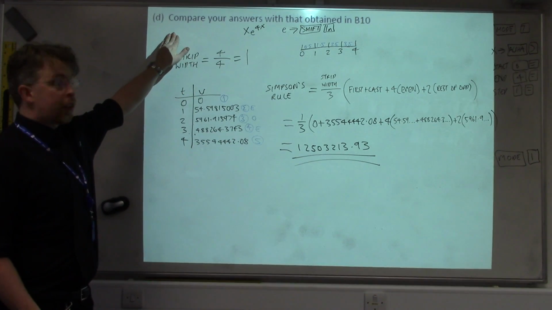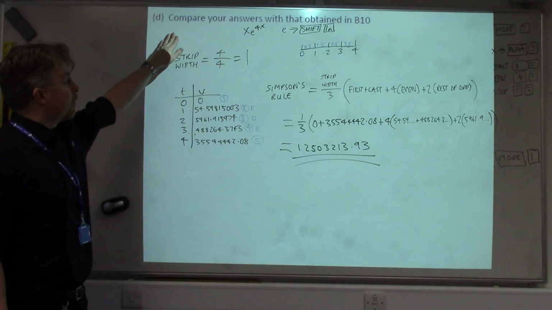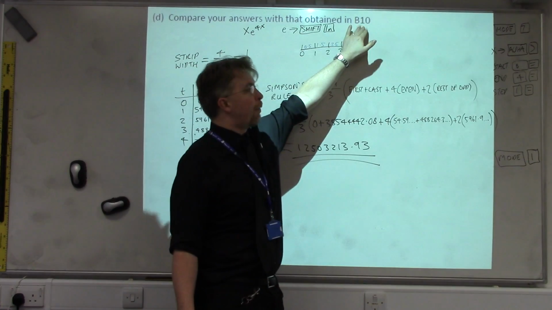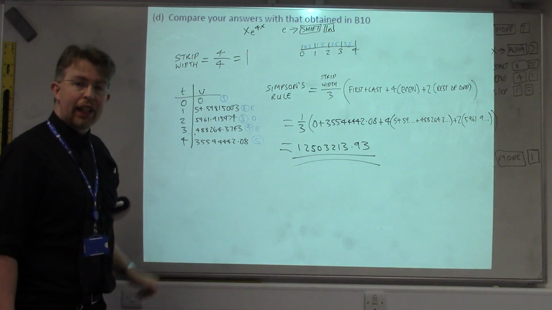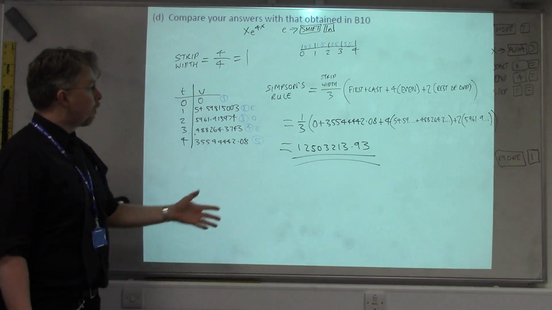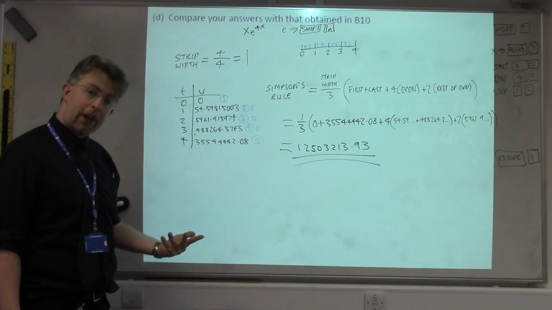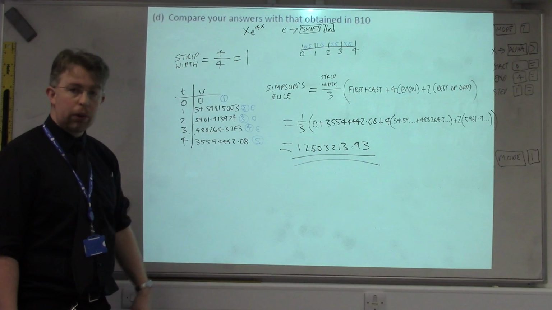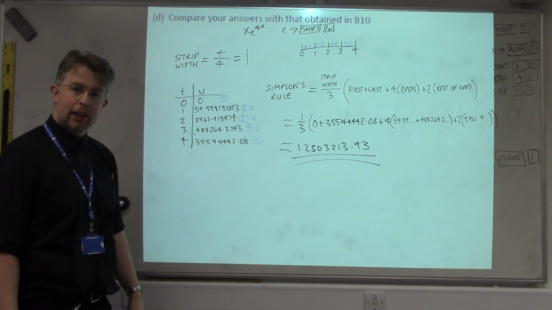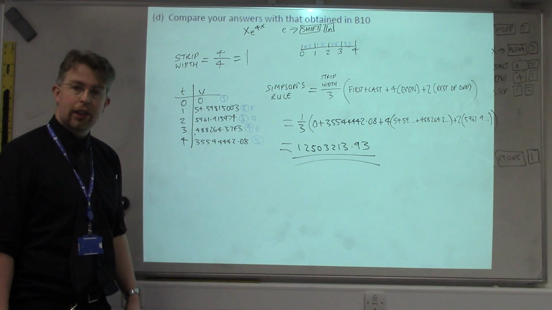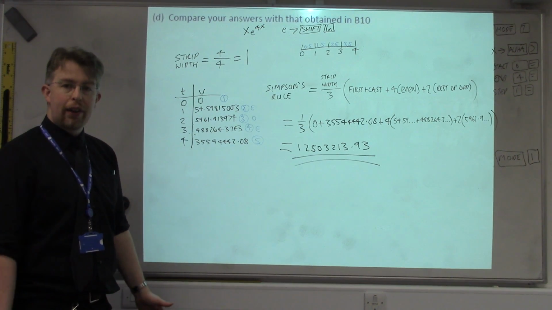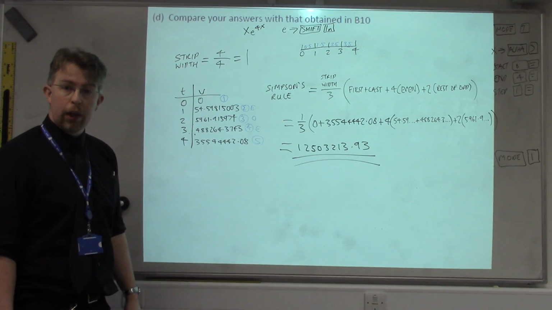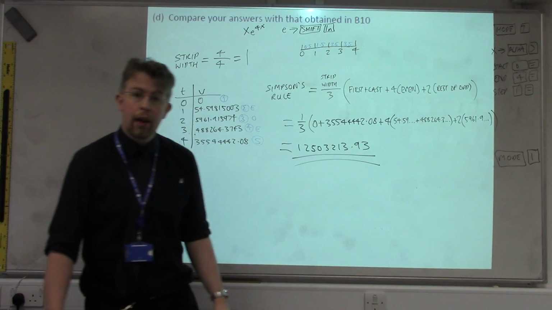To compare your answers, and again, to get merit and distinction, you'll need to do this. Your answer in B10 was found using integration, so that's the exact correct answer. So you rank the three estimates from this section based on how close they are to that answer. If Simpson's rule was closest, Simpson's rule is the best estimate, then the next closest is the next best estimate, and the furthest away is the worst estimate. Best of luck.